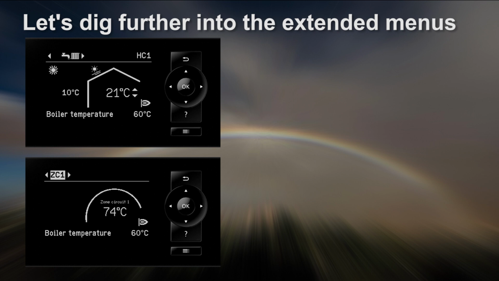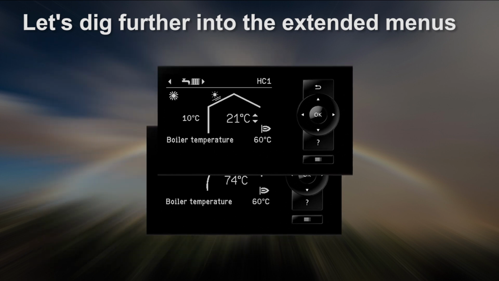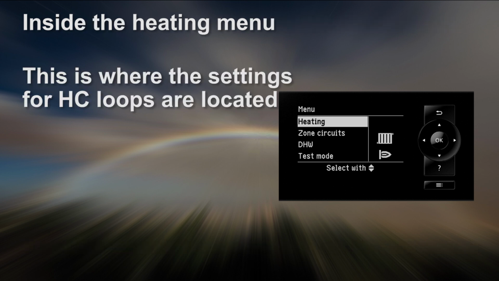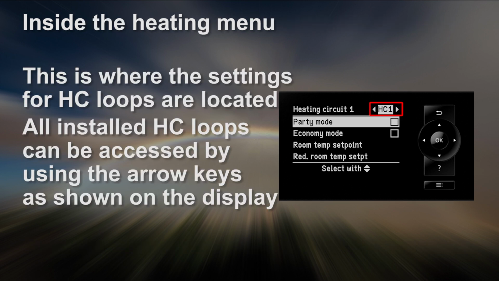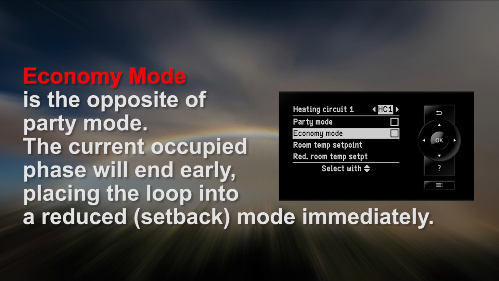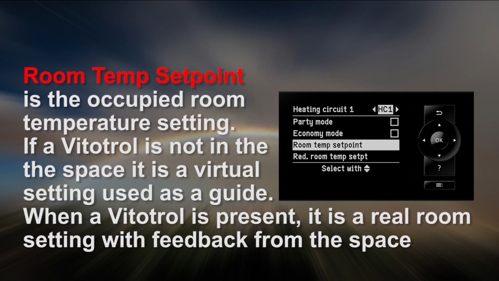Now let's dig further into the extended menus. Pressing the extended menu key will give you access to the submenus. This is where settings where heating circuit loops are located. All installed heating loops can be accessed by using the arrow keys as shown on the display. Party mode is a setting where the normal occupied phase can be temporarily extended for a period of time. Economy mode is the opposite of party mode. The current occupied phase will end early, placing the loop into a reduced mode immediately. Economy mode remains active until the next occupied phase begins or it is terminated manually.